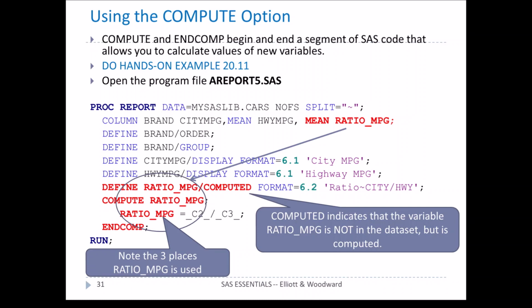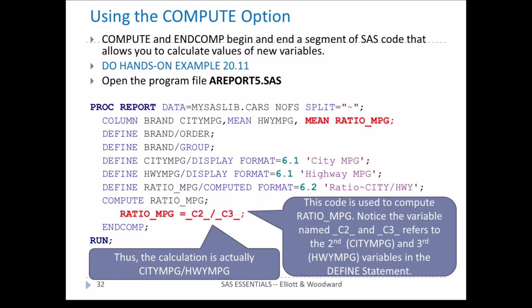So we say compute ratio miles per gallon, and ratio miles per gallon equals, now this is the interesting part, _C2_ divided by _C3_. Now, what is C2 and C3? That's what is sort of complicated. C2 and C3 are the columns. If you go back up here, column 2, C2, is city miles per gallon. Column 3 is highway miles per gallon. So _C2_ divided by _C3_ is really city miles per gallon divided by highway miles per gallon. It's not exactly obvious how that works, but that's how that calculation works. This explains that C2 and C3 refer to city miles per gallon and highway miles per gallon.